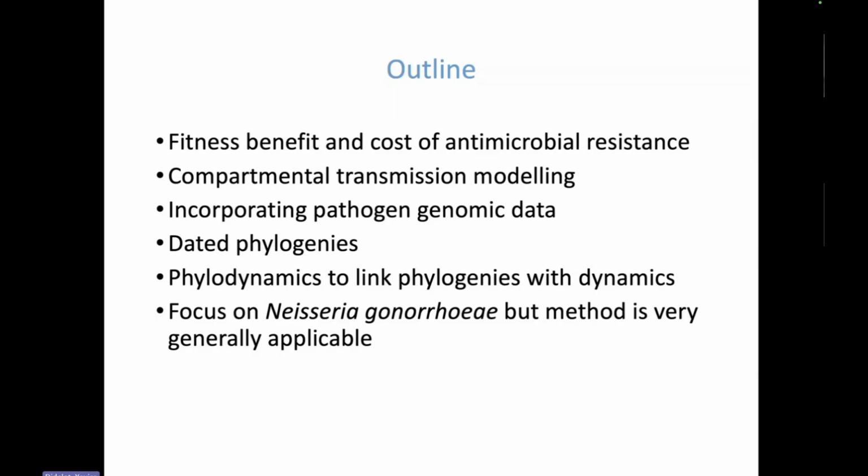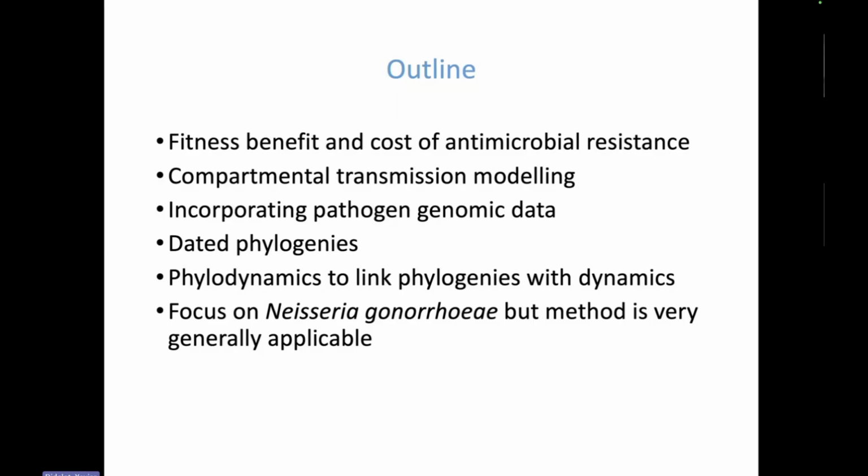One of the key ingredients for how we do that is that we use dated phylogenies. Again, I expect some of you are already familiar with that, but I will review briefly how that works. And once we've got a dated phylogeny, we use phylodynamic methods to link the phylogenies with the dynamics. And that's what allows us to integrate genomic data into the model. So I will be explaining all of those things in detail, of course.